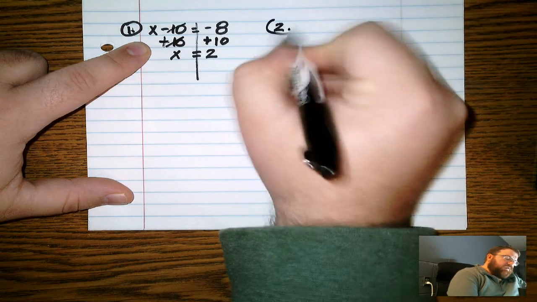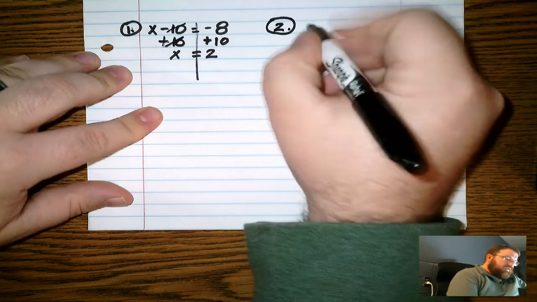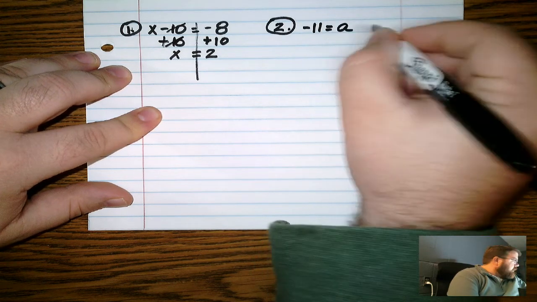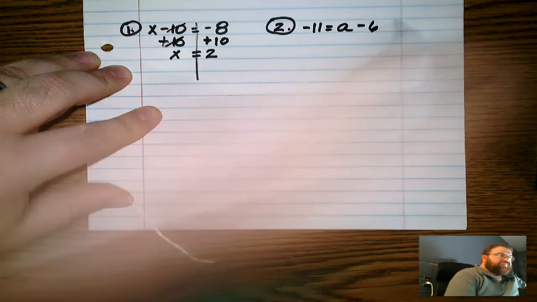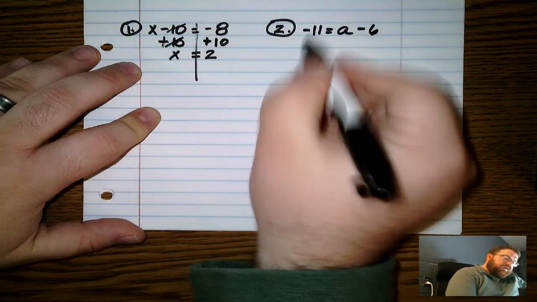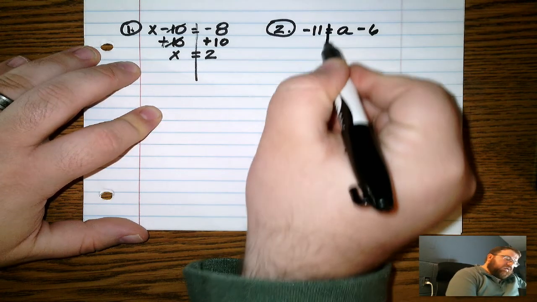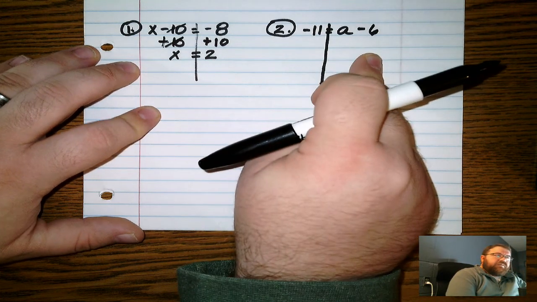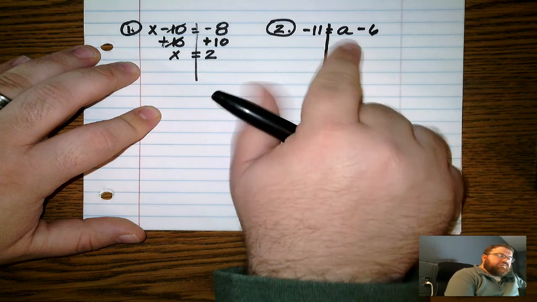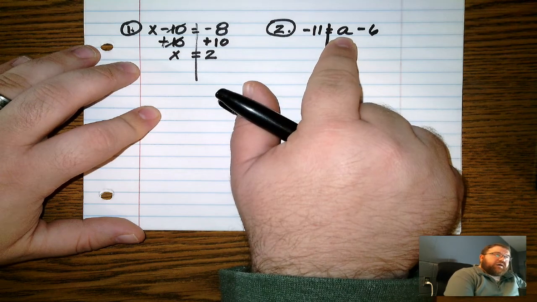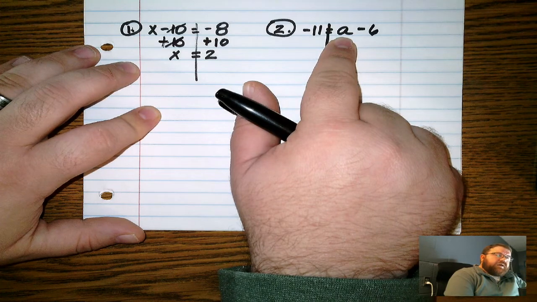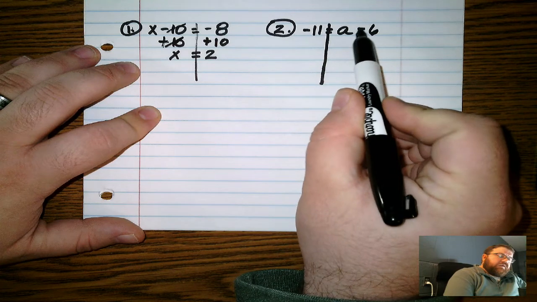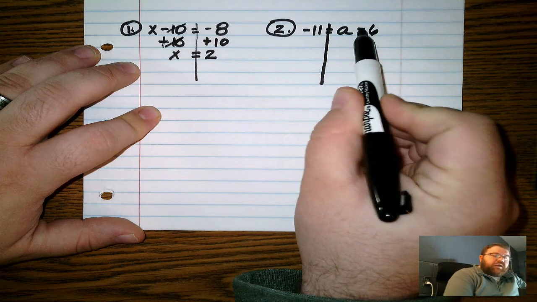Problem number 2 on your assignment is negative 11 is equal to a minus 6. I'm going to go ahead and draw the line separating the left and right hand side of the equation. Find your variable. In this case, it is on the right hand side. Ask yourself what is being done to your variable. So I'm going to see that it is subtracting 6 or negative 6.